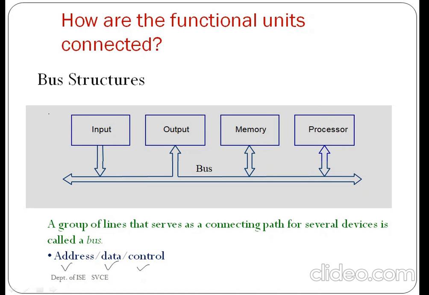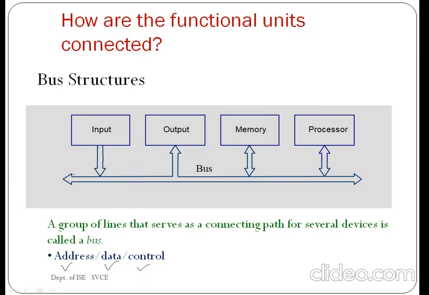This is a diagram that depicts the single bus structure. You can observe this is a single bus, which contains a group of lines, and each set of lines is dedicated to carrying the address of the device, the data, and control information based on the operation. Using this bus, it can interact with all the functional units and peripheral devices.